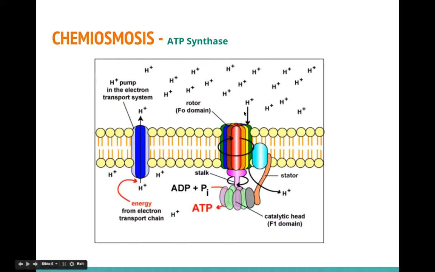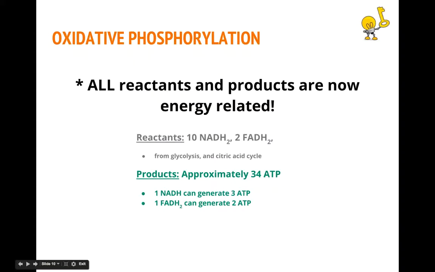So this shows you another picture. We have a high concentration of hydrogen ions on the outside of the membrane, and on the inside of the membrane we have a low concentration. And as they flow down their concentration gradient, you can see that this ATP synthase protein will actually spin, and that spinning, that energy collection, is what forms the bond between the ADP and the inorganic phosphate, thus creating ATP.